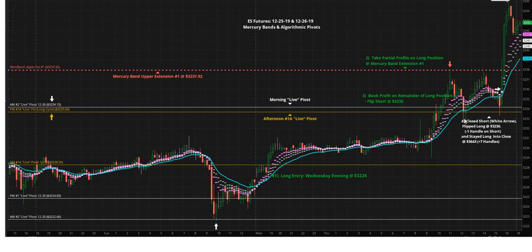And it came down a few handles and it ripped. Well, where did it go? It went right back again, second time today, to within a tick of the Mercury band extension at 32.37.92 that we published on Monday night for our subscribers. Now, it came down again. And so, stupid me, I tried to short it one more time.